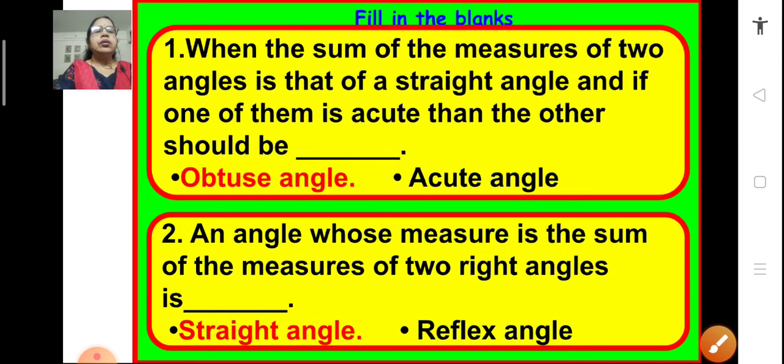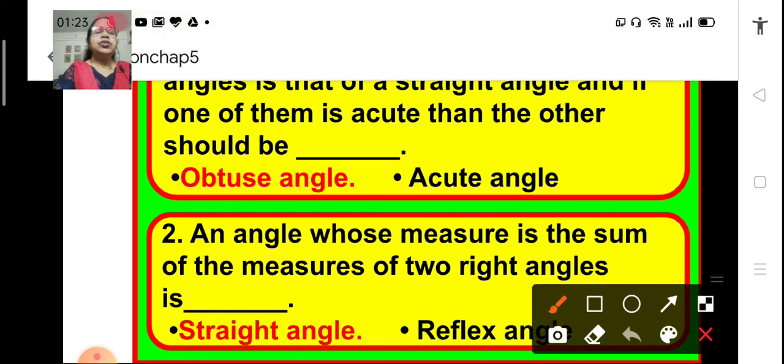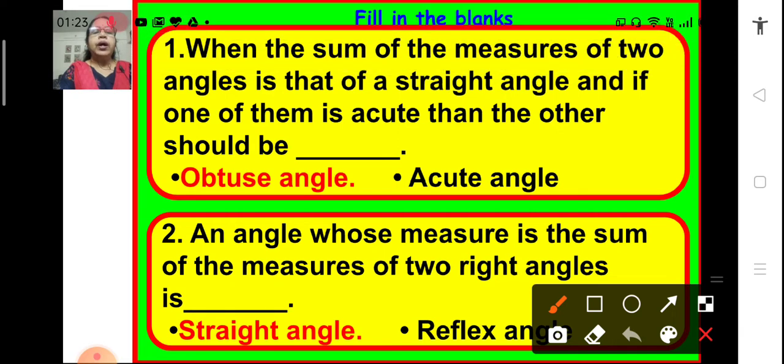Next question. We have fill in the blanks. When the sum of measure of two angles is that of a straight angle and if one of them is acute angle, then the other should be dash. That means measure of two angles is equal to a straight angle. Straight angle is 180 degree. One is acute angle means the other one should be an obtuse angle. So this is the right option.